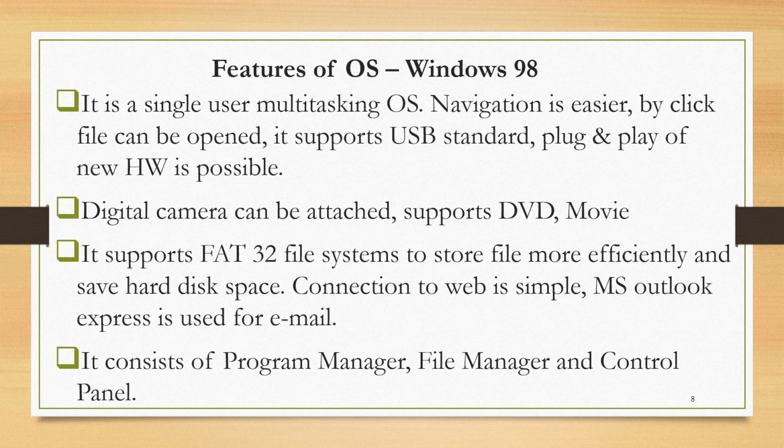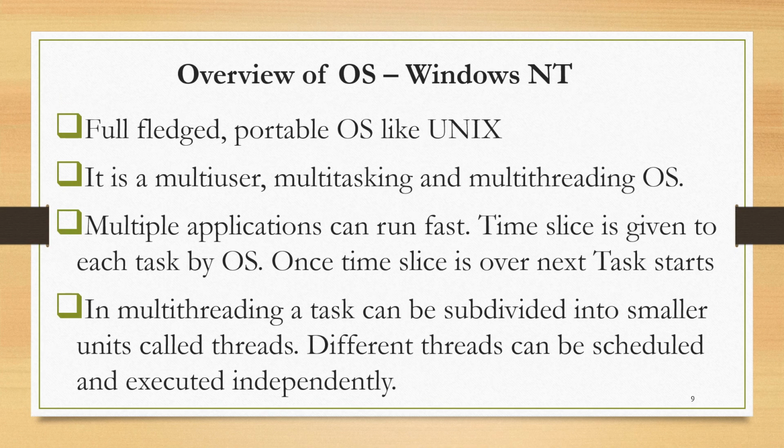Connection to the web is simple. Microsoft Outlook Express is used for email. You might have used Microsoft Outlook for email purposes. It consists of the program manager, file manager, and control panel. The activities of Windows 98 are grouped in these three: program manager, file manager, and control panel. So whatever we see, 98 is a single-user operating system.